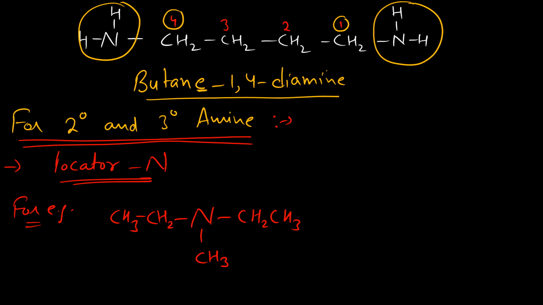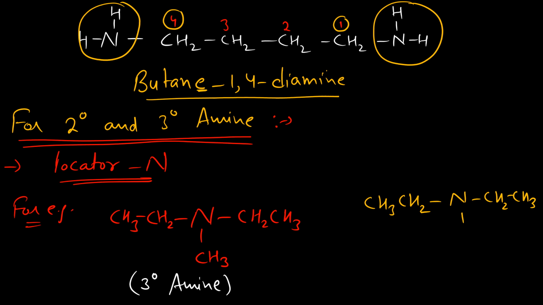So which type of amine is it? This is of course a tertiary amine, because all 3 hydrogens of ammonia get replaced. Secondly, let's say I am having an example like this, where I have 2 carbons on one side and 2 carbons on the other side, and here we have only 1 hydrogen. So what type of amine is it? It's going to be a secondary amine. Now how to write its name? For a secondary amine we will use the locator N.